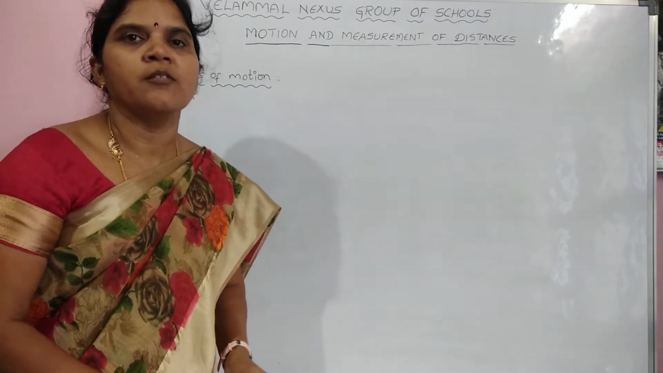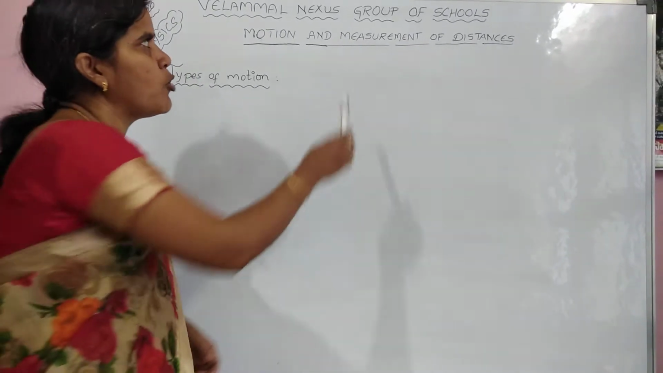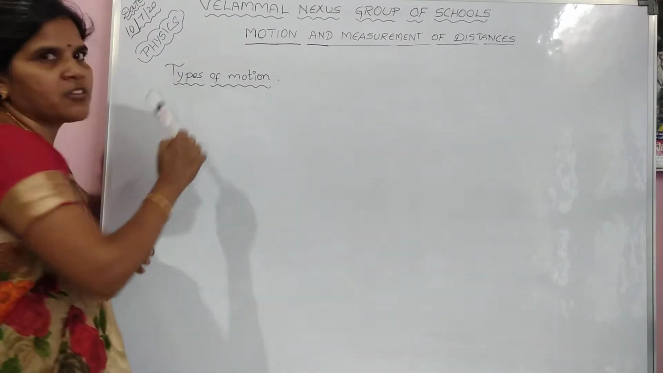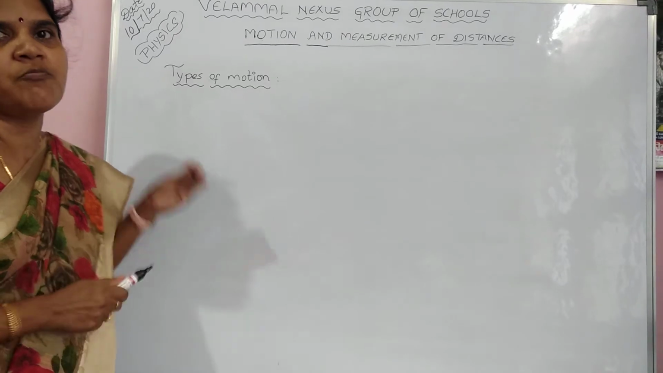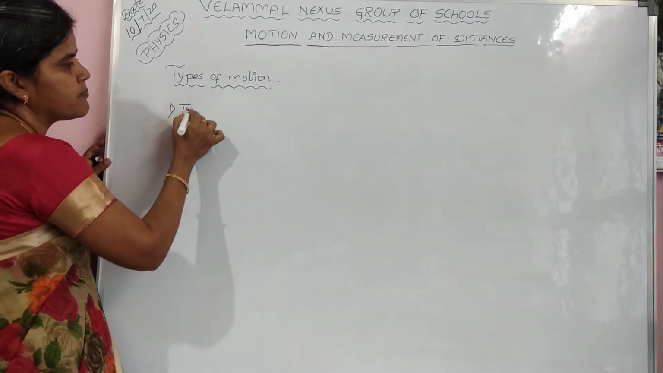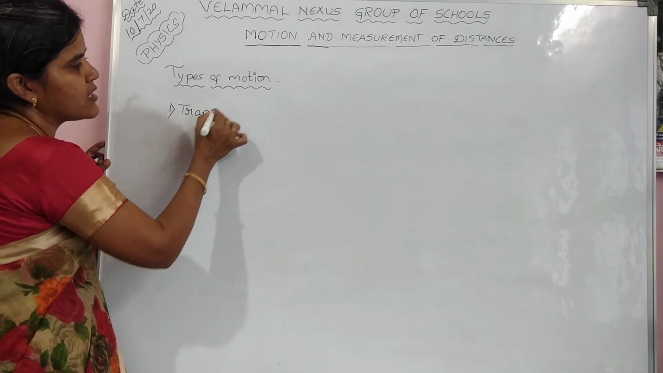Good morning children. Till previous class we have read about measurement of distances. Today we are going to learn about types of motion. The very first type of motion which we are going to discuss is translatory motion. What is meant by translatory?